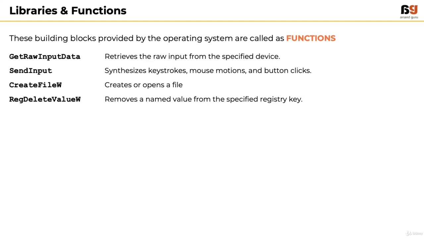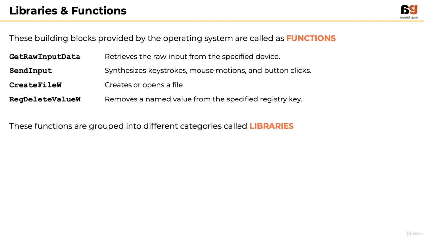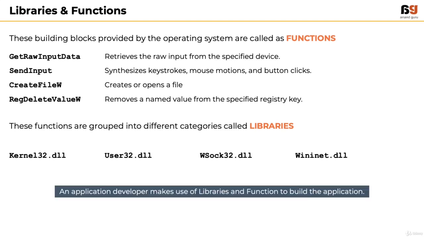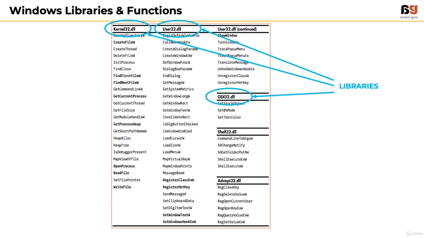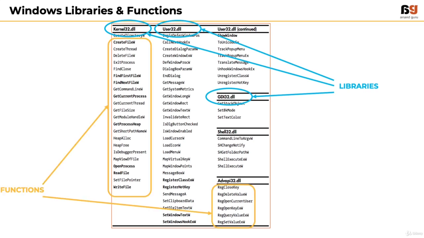There are thousands of functions available in Windows. In order to help developers to quickly understand which function to use, these functions are grouped into categories called libraries. Few of the important libraries in Windows are mentioned here. An application developer makes use of libraries and functions to build the application. Highlighted in blue are the popular libraries provided by Windows operating system. The ones in yellow are the functions under each of the libraries. Take a moment to familiarize yourself with few libraries and functions.